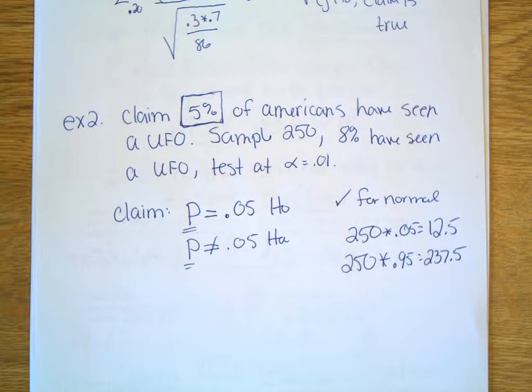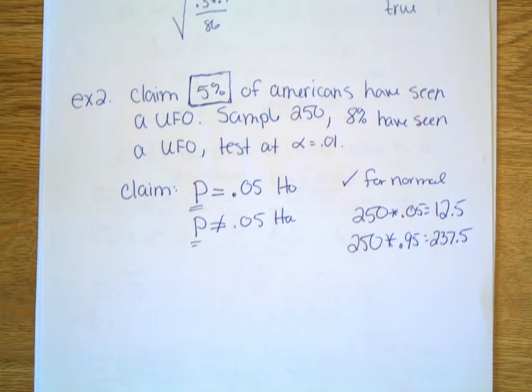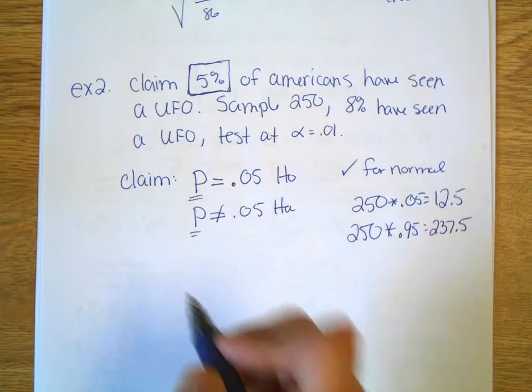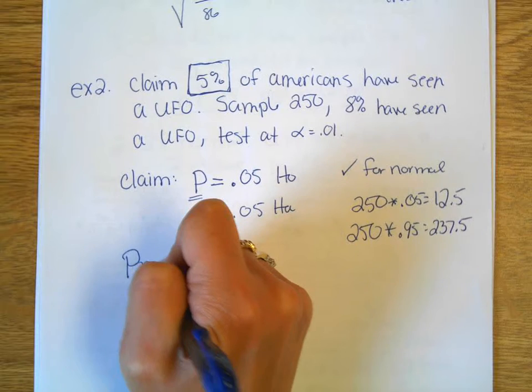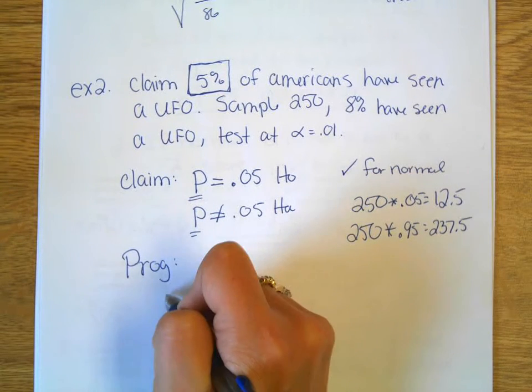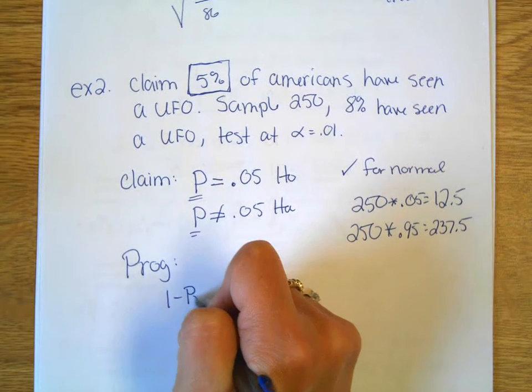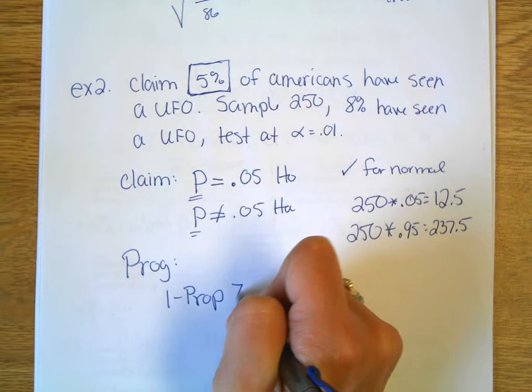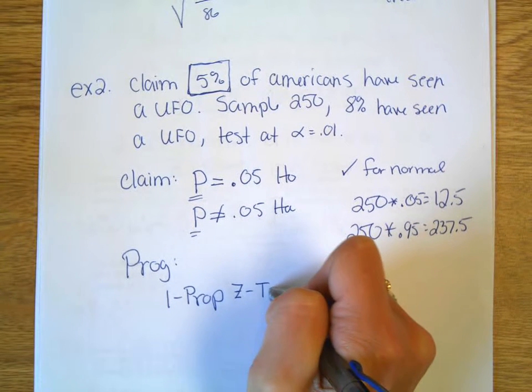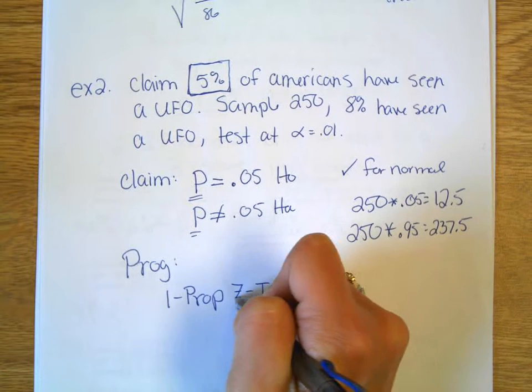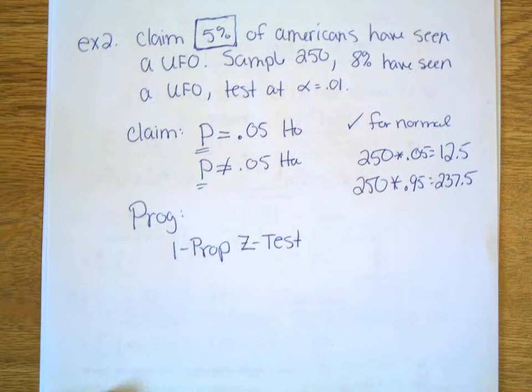I thought we were doing one by hand. This is program. Now that we know they're big enough, we're going to run the program. What's the program name, do you think? The program is called 1-PropZTest, not ZInt. The 1-PropZTest.